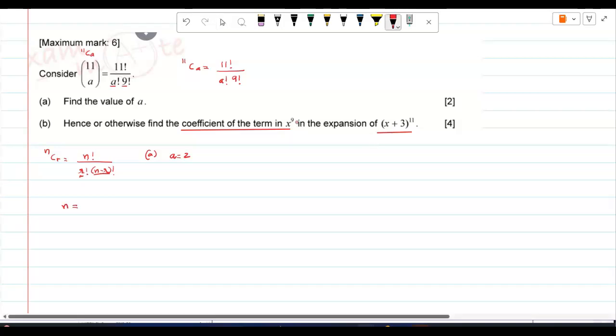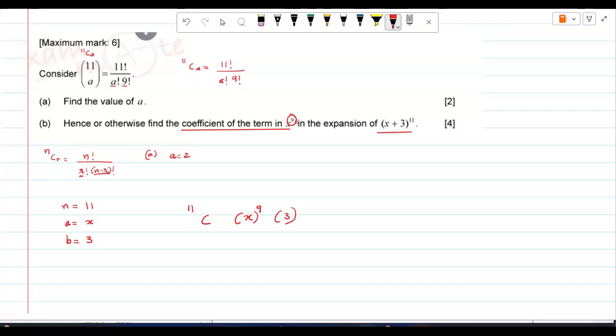What's your n? n is 11. a is x, b is 3. Now you have a and b, and nCr we don't know. This is where everything begins. What power of x do you want? 9, so I'll put 9 over here. And then what should I put here? 2. And here, 2. That's it.